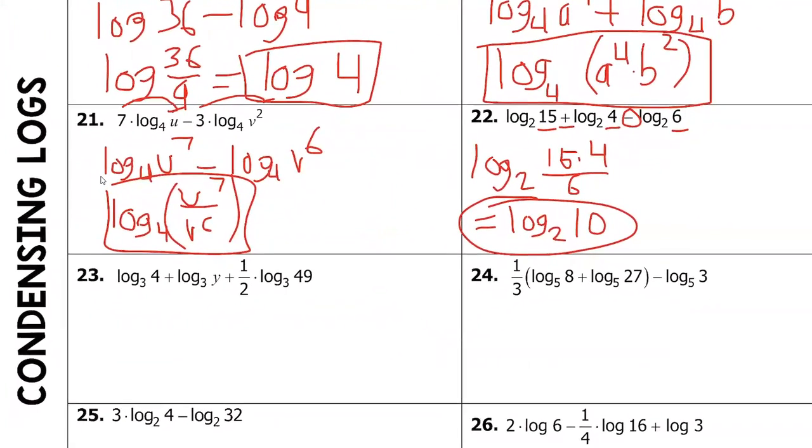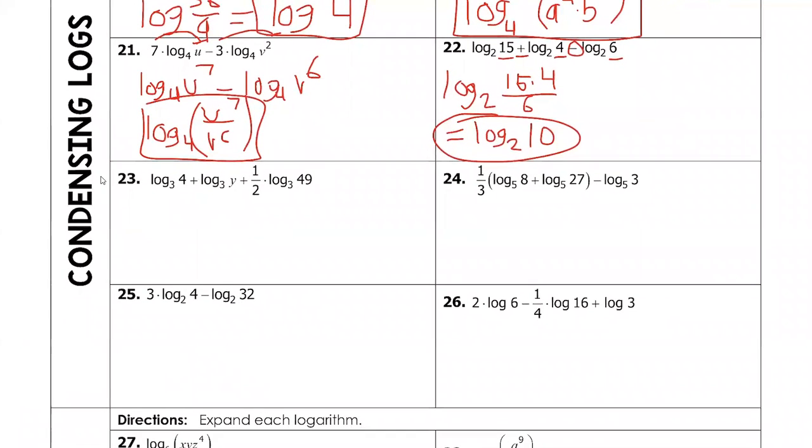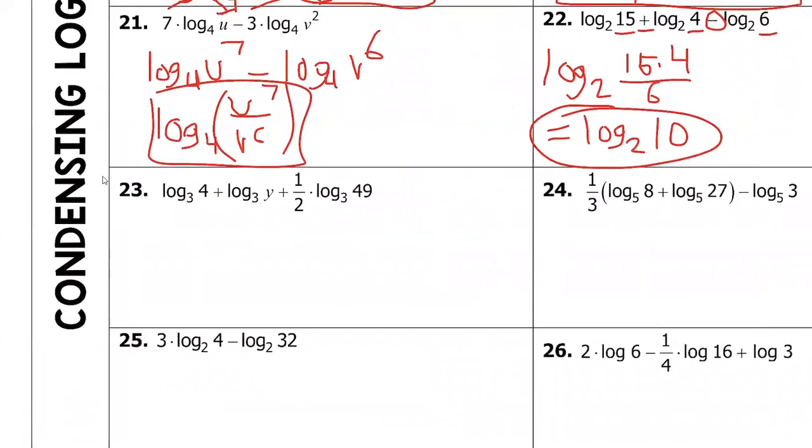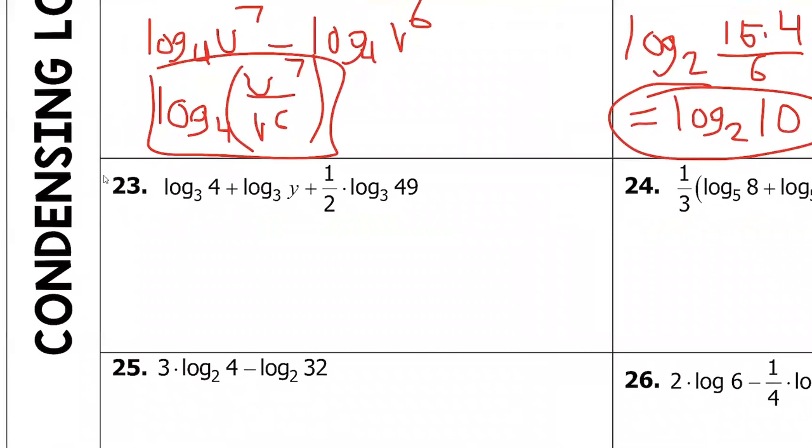Questions 23 and 24 get a little bit more involved, and then 25 and 26 as well. We're starting to get a lot going on. But basically, like I said, I would do your power rule first. So this would be a 1/2 power. So I know the 49, that's really the square root of 49. So that's just going to turn into a 7.